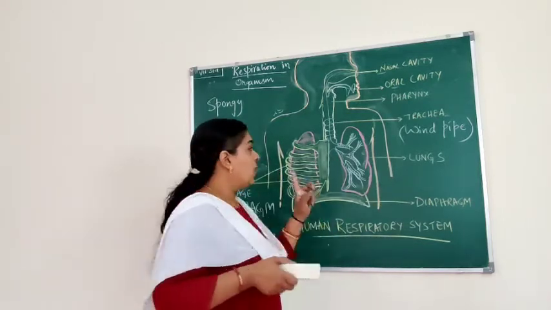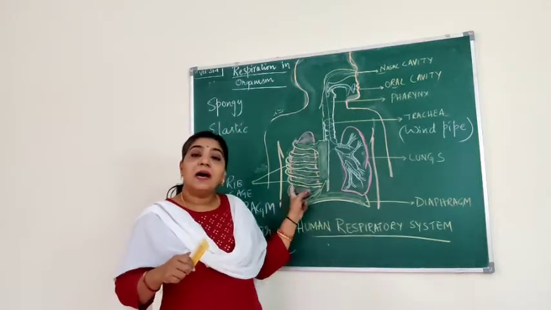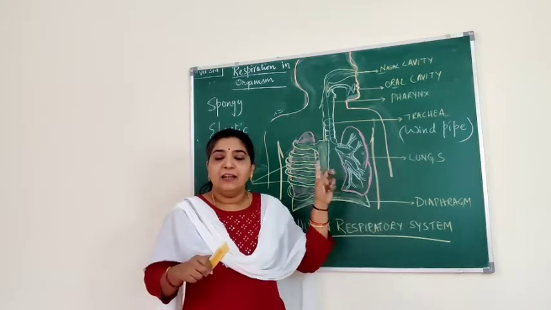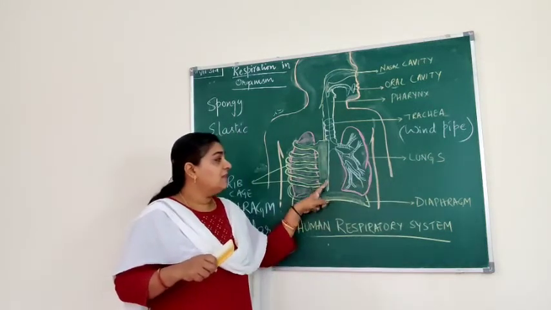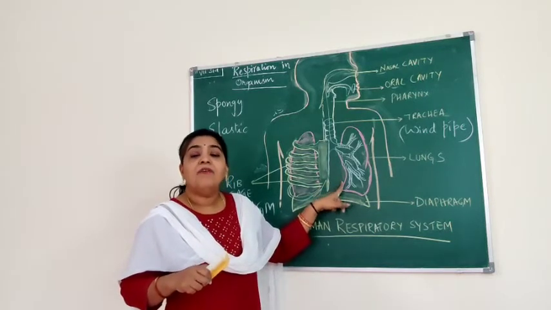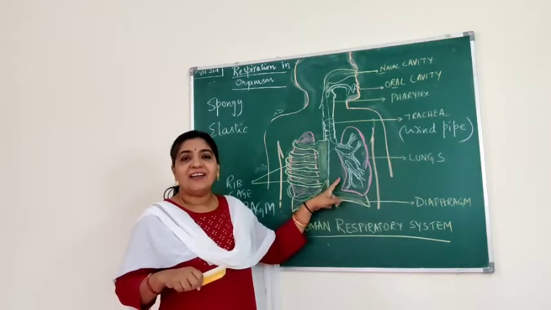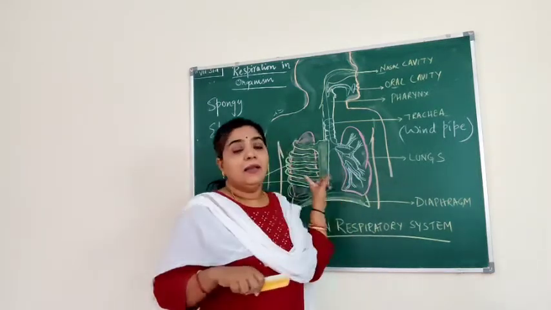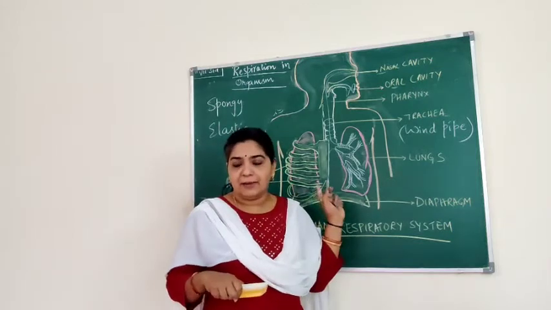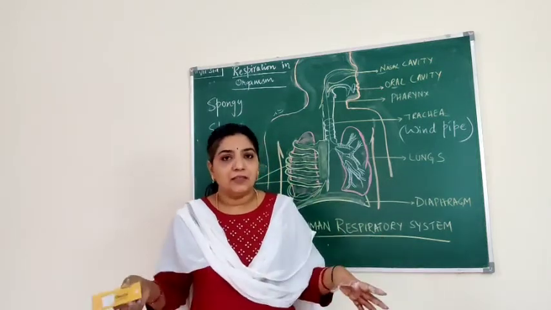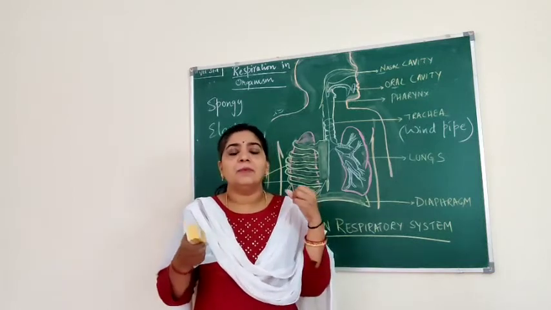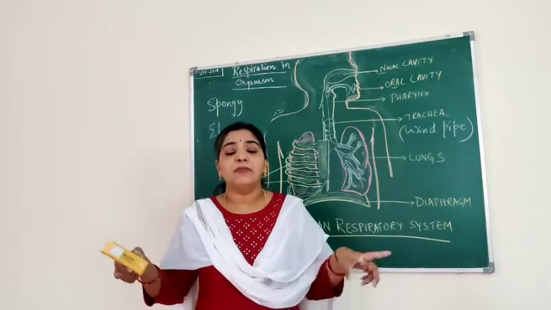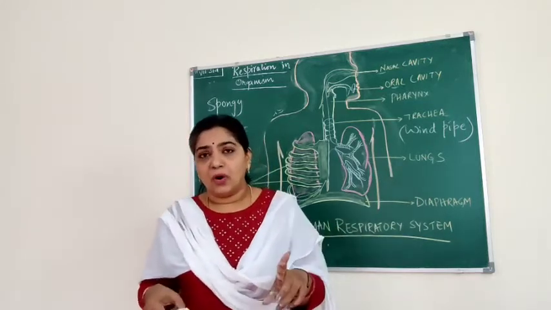So we have two lungs, and remember the right lung is larger than the left lung. The right lung is larger than the left lung because you know very well this is the place we have our heart. So the heart is situated between the lungs. That's why the left lung is smaller in comparison with the right lung. Each bronchus will enter the lungs. Lungs are made up of spongy, elastic tissue. Then the bronchus will divide into several branches called bronchioles.